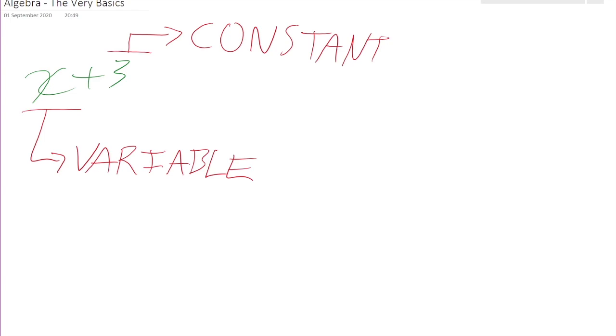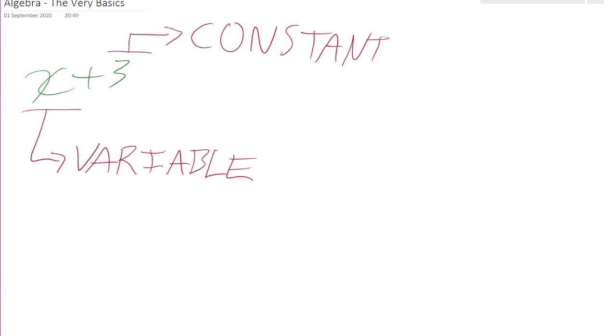So a constant, like 3, is a value that cannot change. 3 has a defined value. If I say 3, you know what 3 is. If I say x, you don't know what x is, in a mathematical sense at least. Obviously, in a literary sense, you probably do.